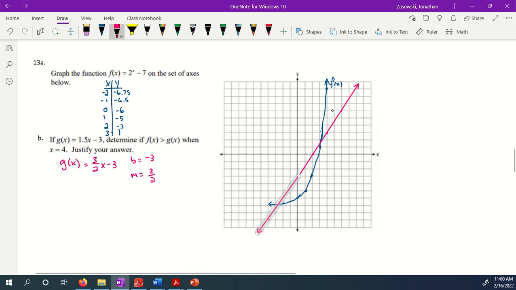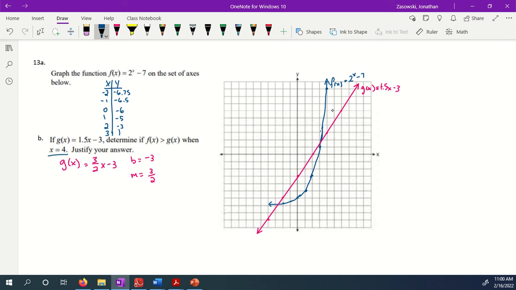All right. And so this is g of x. We probably should put the equation here. So negative 1.5x minus 3. And f of x was 2 to the x minus 7. Okay, so what it says is f of x greater than g of x when x is 4?